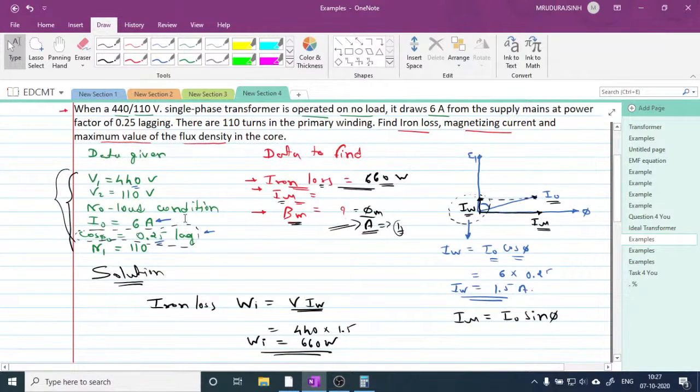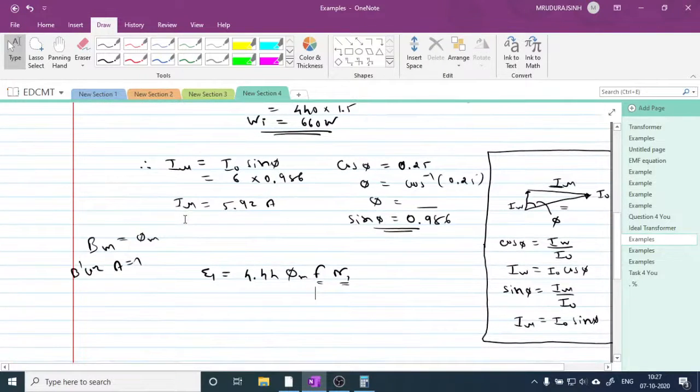No, we do not have the frequency, and when we do not have the frequency, we are in India and our frequency is always constant, right? So we can calculate it as phi m is equal to E1 divided by 4.44 f and 1.